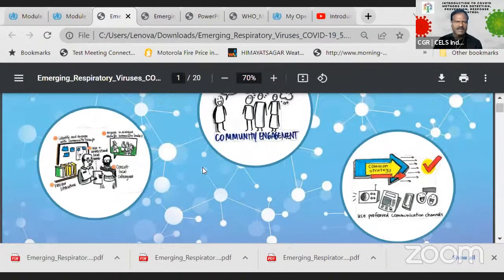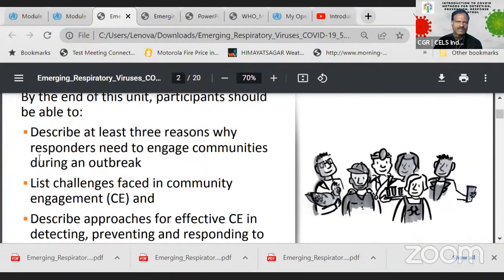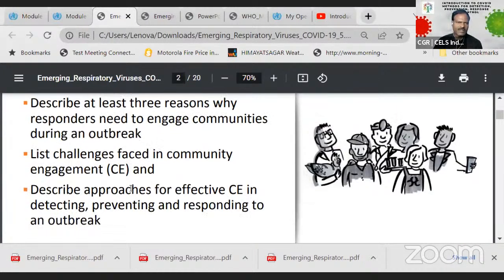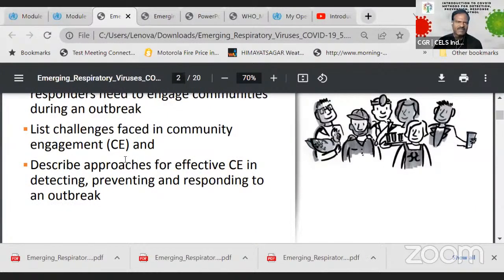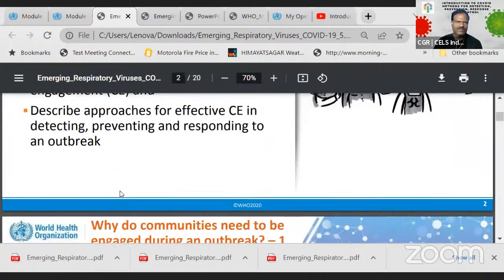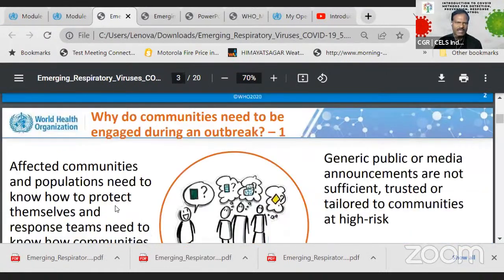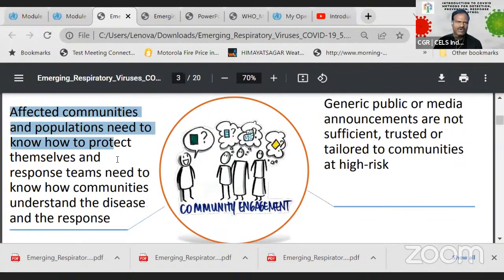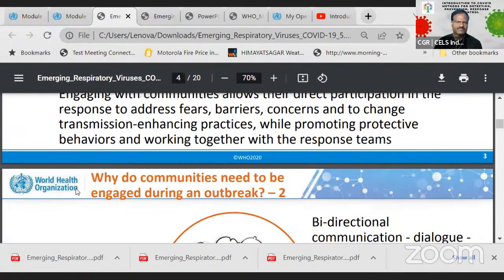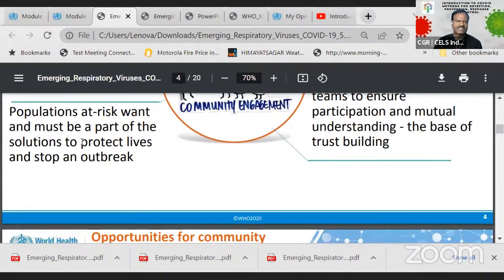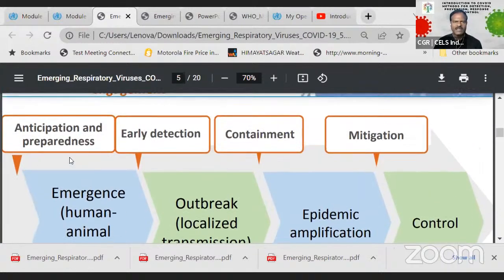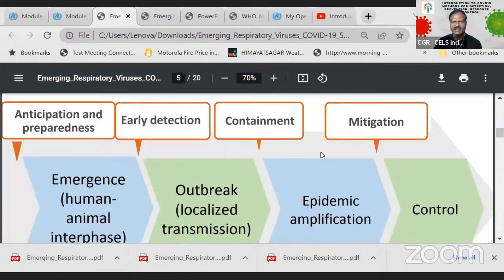Here, because a pandemic means it impacts the whole society, you need to engage communities during the outbreak, and the challenges faced in community engagement and effective community engagement, detecting, preventing, and responding to an outbreak. All these are required. Affected communities and populations need to know how to protect themselves, and the response teams need to know how communities understand the disease and response. The population that responds must be a part of the solution to protect lives and stop an outbreak. So again, community engagement is required at all levels, like in communications: preparedness, early detection, containment, and mitigation levels.